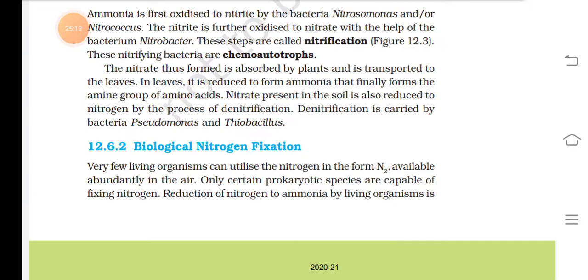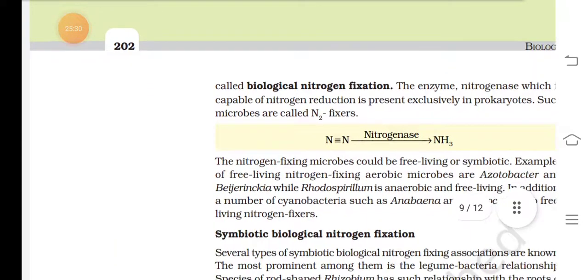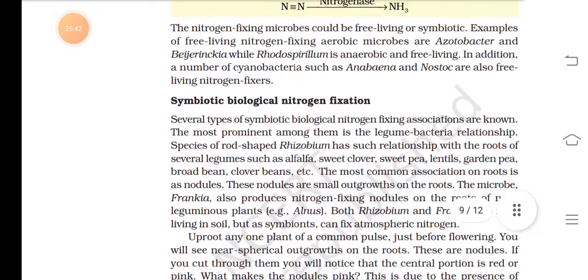12.6.2 Biological nitrogen fixation. Very few living organisms can utilize the nitrogen in the form of N2 available abundantly in the air. Only certain prokaryotic species are capable of fixing nitrogen. Reduction of nitrogen to ammonia by living organisms is called biological nitrogen fixation. The enzyme nitrogenase, which is capable of nitrogen reduction, is present exclusively in prokaryotes. Such microbes are called N2 fixers.